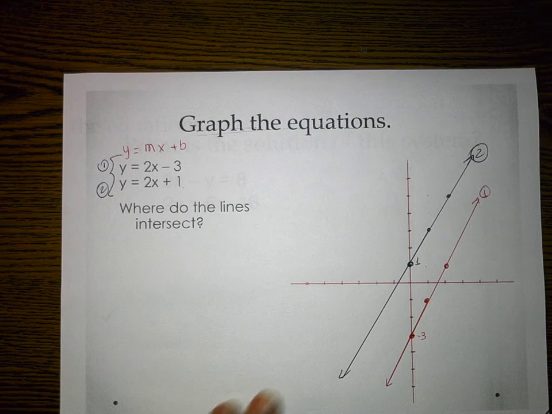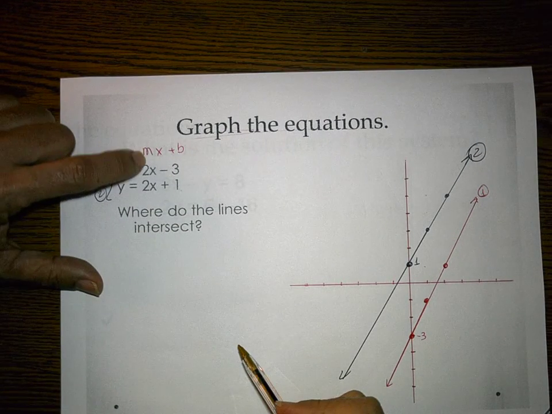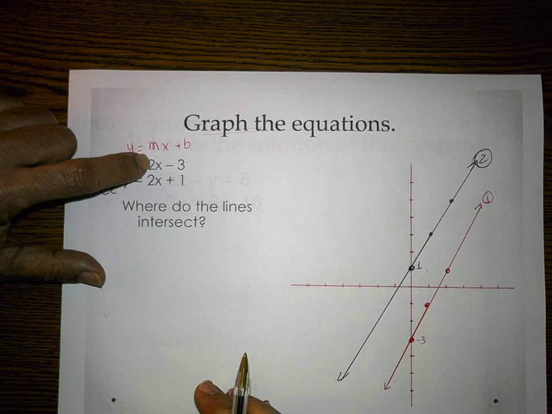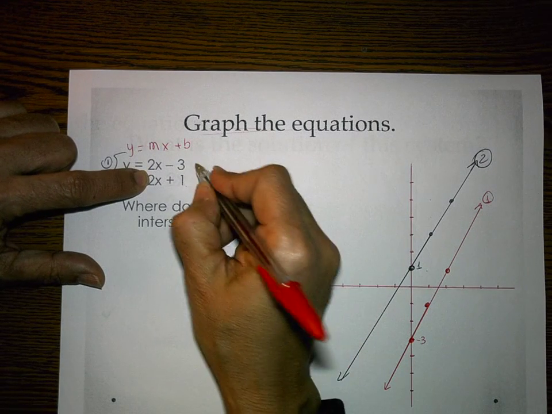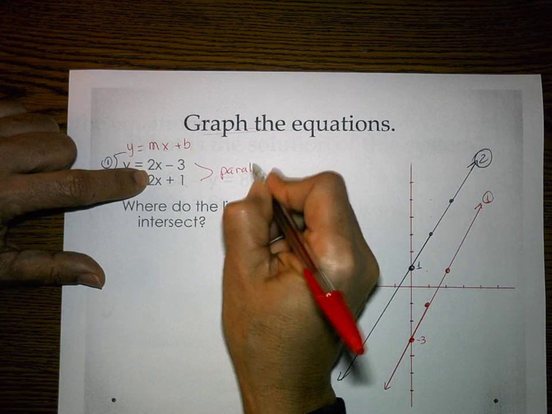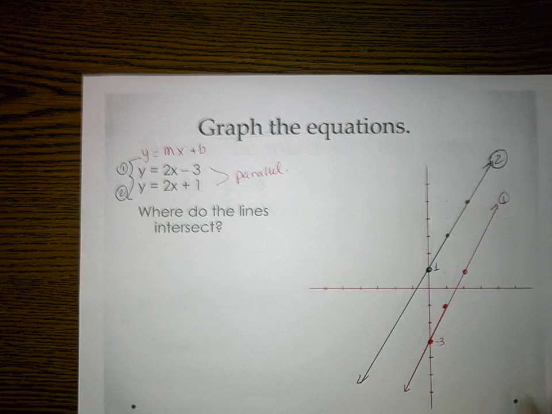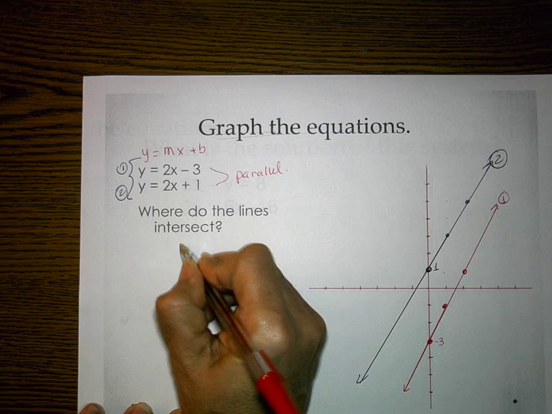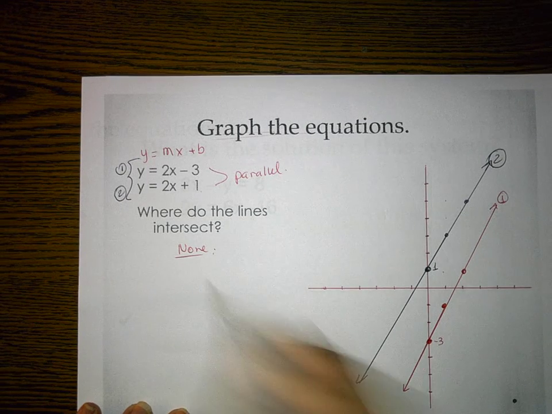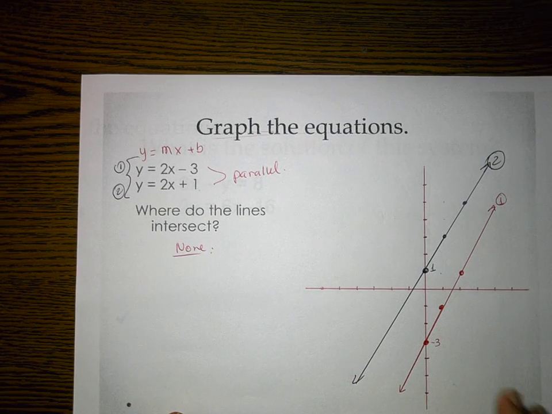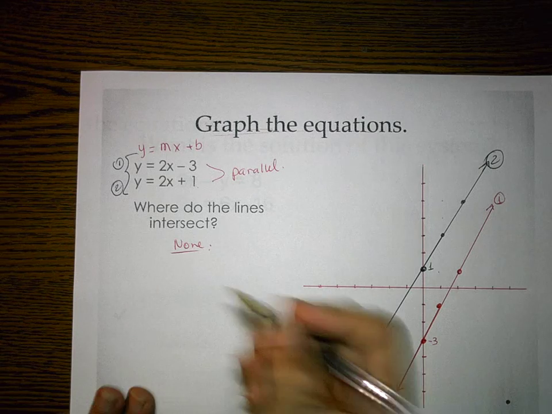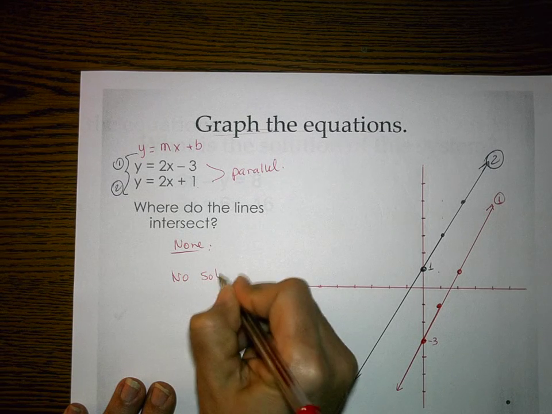You should have suspected right from the beginning that the m value, which is the slope, is the same. These two lines are parallel. Okay, they're parallel lines. So they don't meet. Where do these two lines intersect? Nowhere. None. There's not a point where these two lines will meet because they are parallel. So there's no solution. You can write no solution.